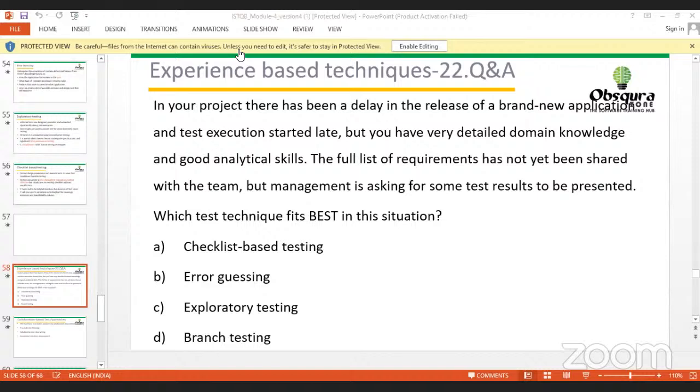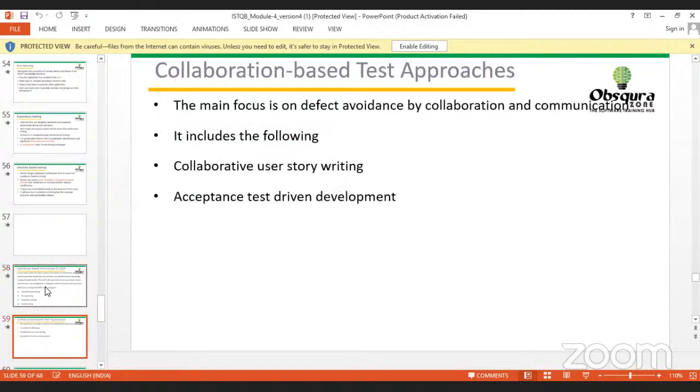Okay. Thank you. Now next question. No, I'm sorry, it is not the next question. That is collaboration-based test approaches. It is a new portion that is included in the syllabus.